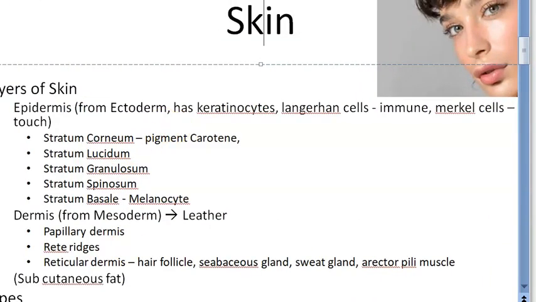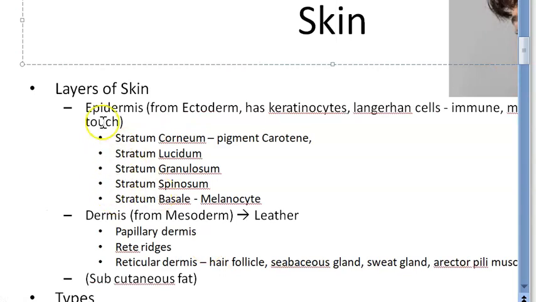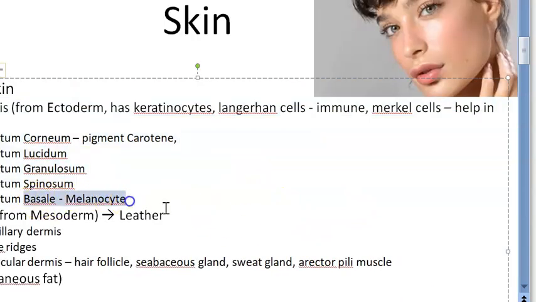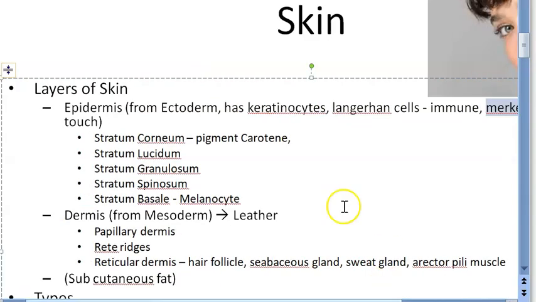Skin has these layers, epidermis and dermis. Epidermis actually is from ectoderm. It has keratinocytes, Langerhans cells. It has melanocytes in the basal layer. You have Langerhans cells, which help in immunity. You have the Merkel cells, etc. Merkel cells are in some areas. And then in the epidermis, you have these layers, the stratum corneum, which is outside. Keratinocytes, remember. It has pigment carotene also.